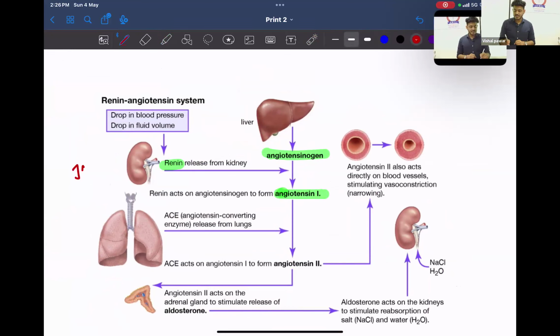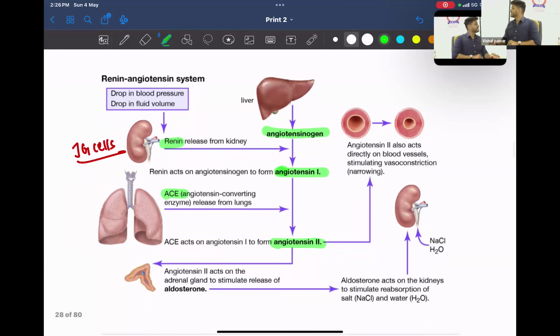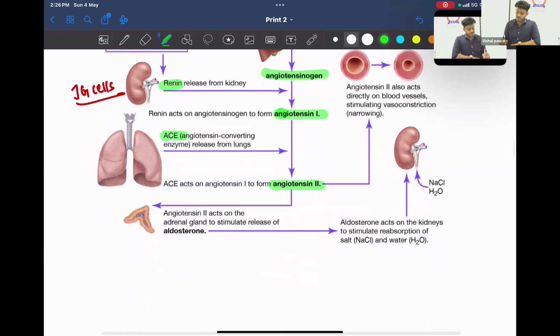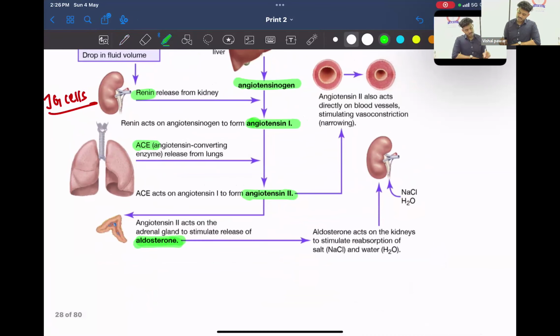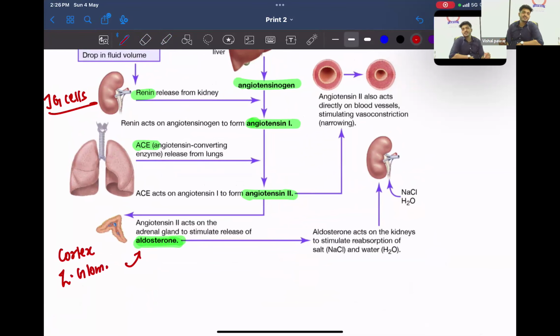This renin is coming from which cells? JG cells. Now this angiotensin 1 is going to convert into angiotensin 2 with the help of one more enzyme. This is known as angiotensin converting enzyme, ACE enzyme. And now this angiotensin 2 is going to go where? To the adrenal cortex, and it is going to activate the zona glomerulosa, and the zona glomerulosa is going to release what? Aldosterone. Are you seeing the story? Right? This is the aldosterone.